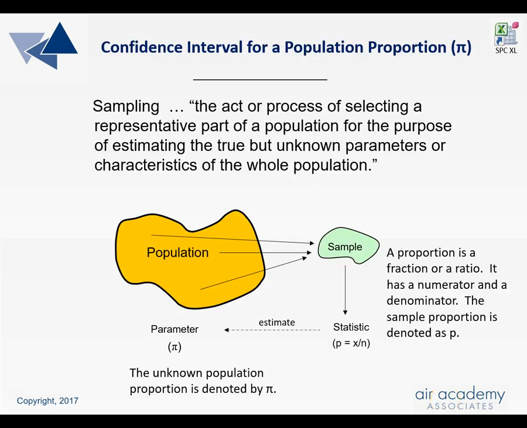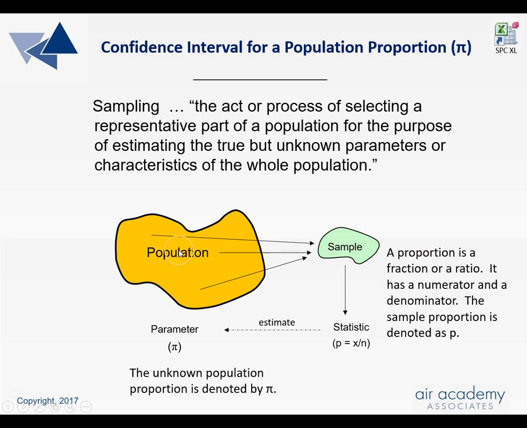Sampling, of course, is the act or process of selecting a representative part of a population for the purpose of estimating the true but unknown parameters or characteristics of the whole population. We take elements from the population and we generate a sample.